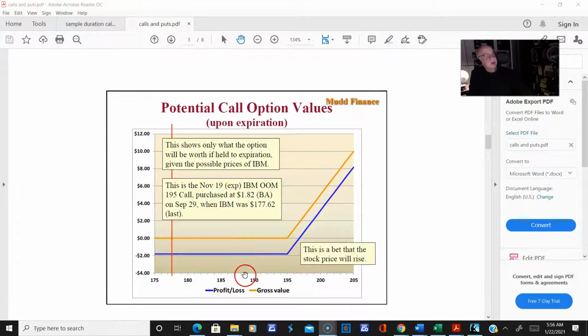All right, so this is a graph that basically shows you potential call option values upon expiration. There's two curves. This is the gross value, and this is your profit loss. Now, what is the difference? The gross is your profit on the option itself, but the profit loss takes into account the premium you paid. So obviously, the blue line is going to be less than the red line because of the premium you paid.